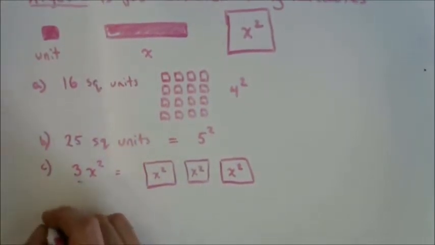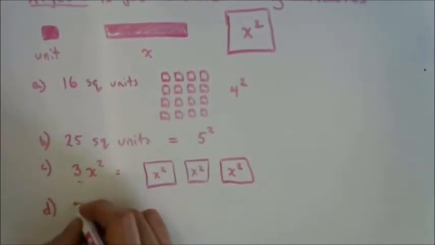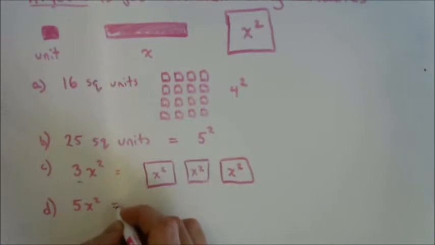D. 5x squared. Go ahead and draw 5x squared.